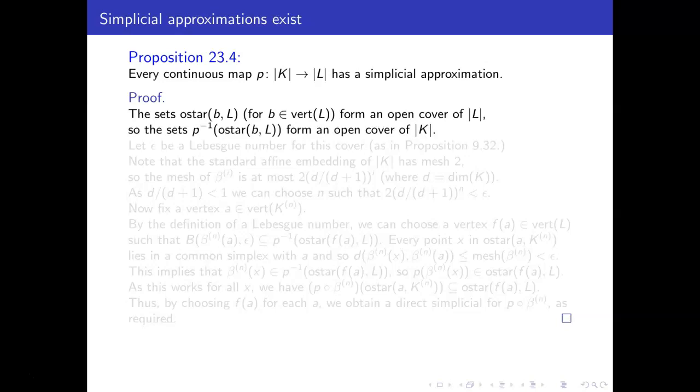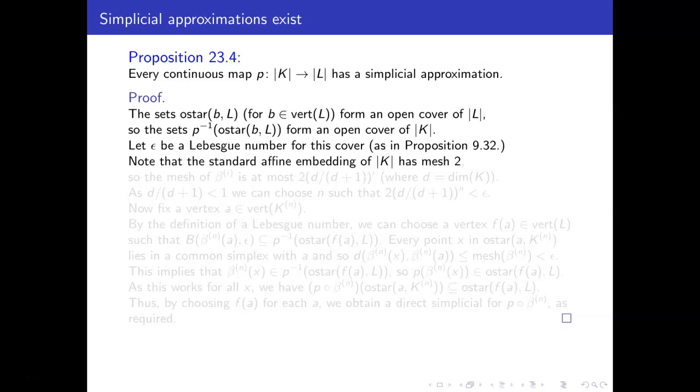Now we can look at the pre-images of those under the map P. Remember, if you've got a continuous map, then the pre-image of any open set is open. So the pre-images of these open stars are open subsets of the realization of K. And because the open stars cover mod L, the pre-images are going to cover mod K. Now mod K is a compact metric space, so every open cover has a Lebesgue number. So we can have a Lebesgue number epsilon, so that any set of diameter less than epsilon is going to be contained in one of the sets of the cover.